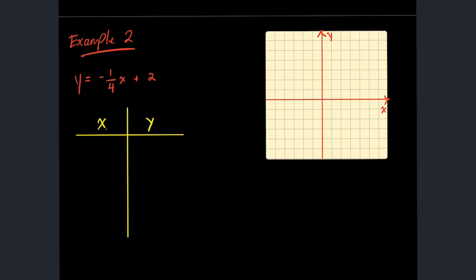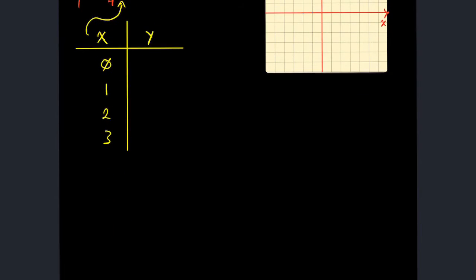I'm just going to pick a random set of x values. Let's just say I'm going to take it easy. I'm just going to go 0, 1, 2, 3. And what I'm going to do is plug those x values in as inputs into our function up here. Let's see what we get. Okay, so I'm just going to show the main bulk of that work down here.